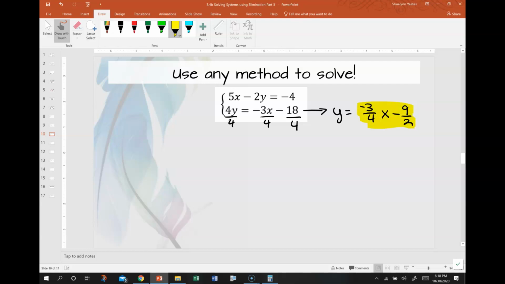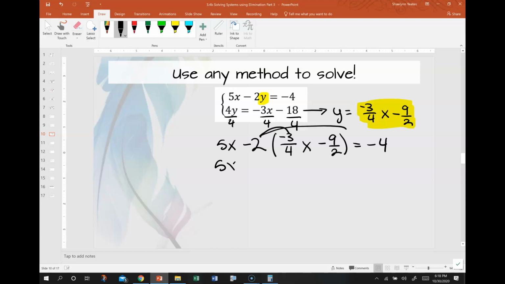We're going to plug them into this equation up here. So we're going to take all of this and plug it in for y right there. So we have 5x minus 2 times negative 3/4 x minus 9 over 2 equals negative 4. So we distribute our negative 2, and we get 5x plus 6 over 4, because 2 times 3 is 6, x, and then plus 9 equals negative 4.